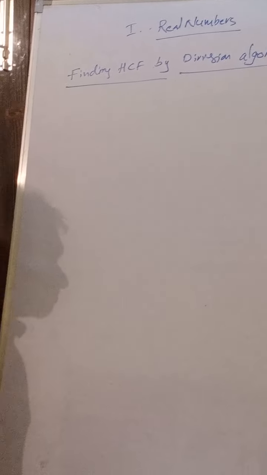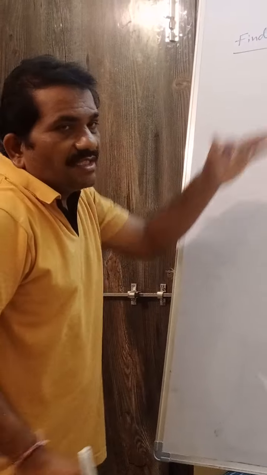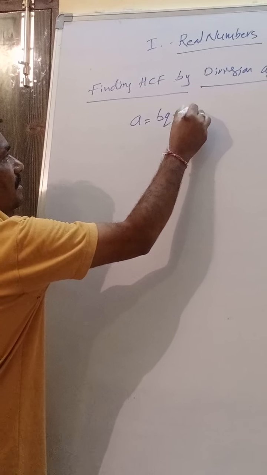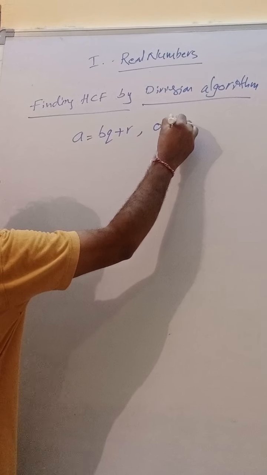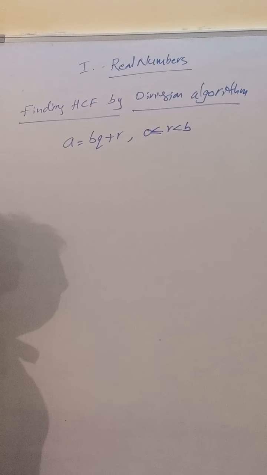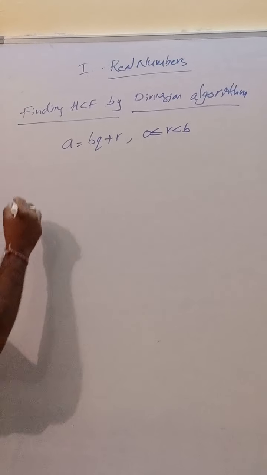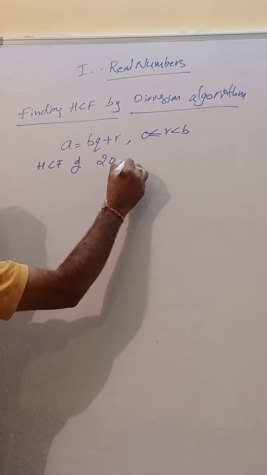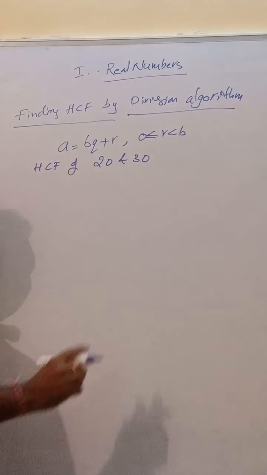Finding HCF by division algorithm. What is the division algorithm? A = BQ + R, where 0 ≤ R < B. This is the division algorithm. Now, HCF of 20 and 30.